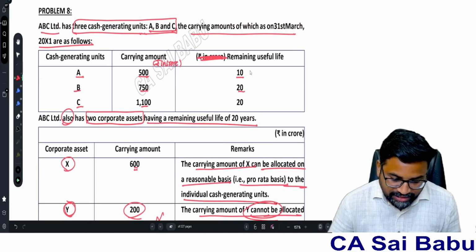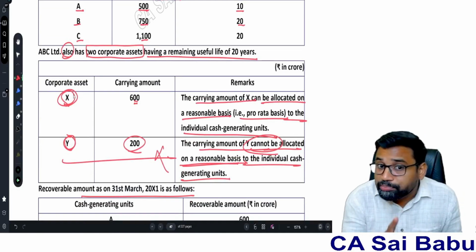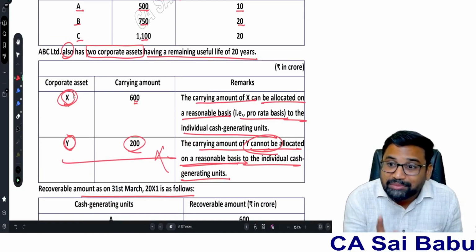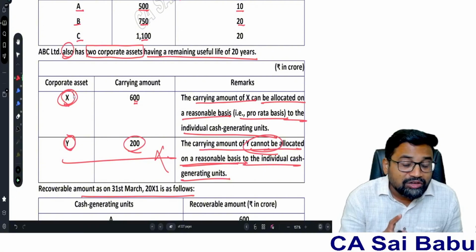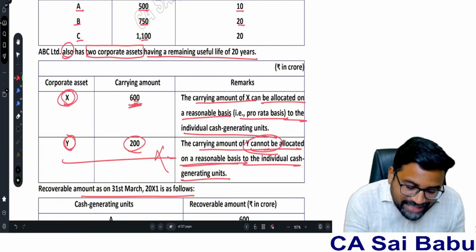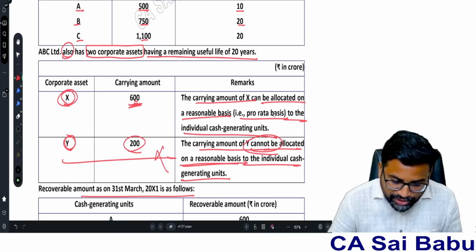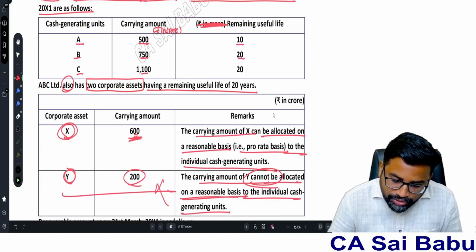500, 750, 1100. Then allocate corporate asset X, because corporate assets cannot be tested for impairment individually. Their impairment loss will be tested as a part of the CGU. So therefore this corporate asset X will be allocated between the cash generating units. Now how are you going to allocate it?